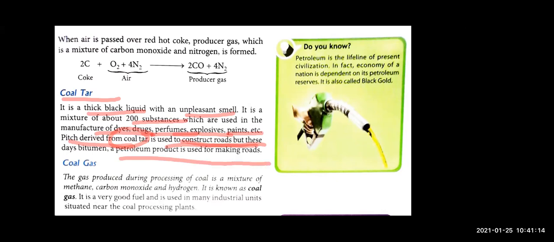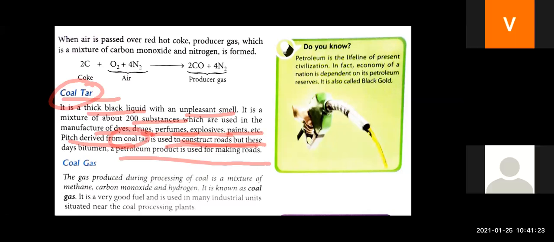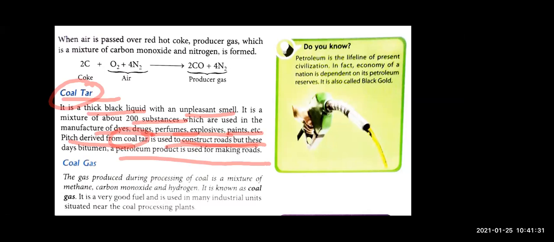So you have to remember coal tar is what? It is a thick black liquid which is unpleasant in smell, and it is a mixture of about 200 substances, and it is used in manufacturing of drugs, dyes, perfumes, paints, explosives, and it is also used to construct roads. Right, children? This is what you have to write.